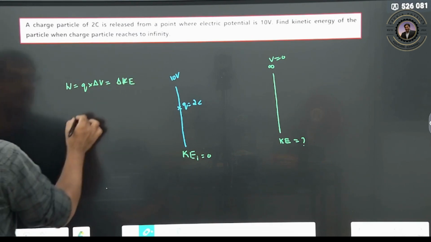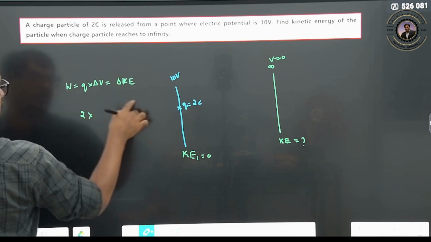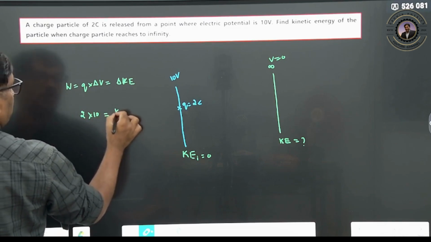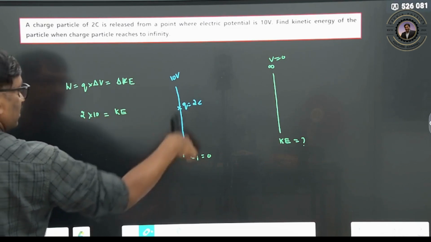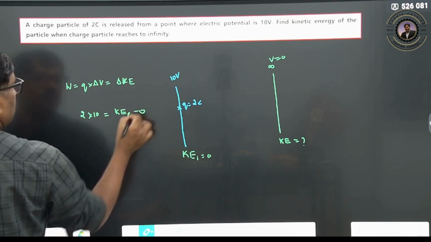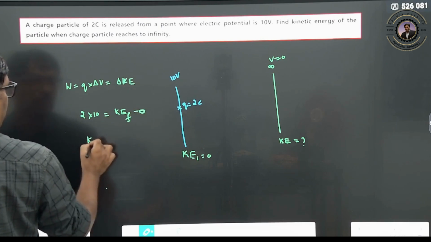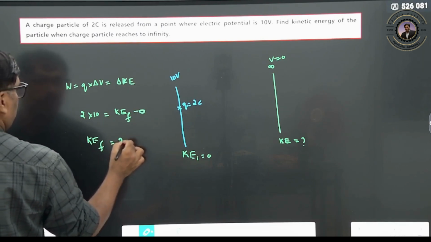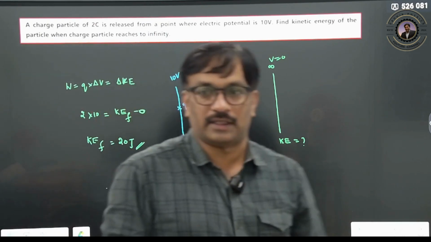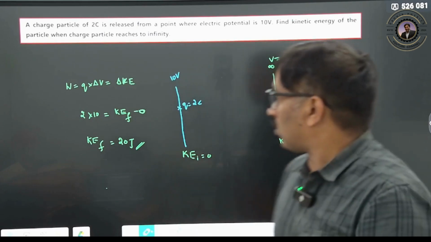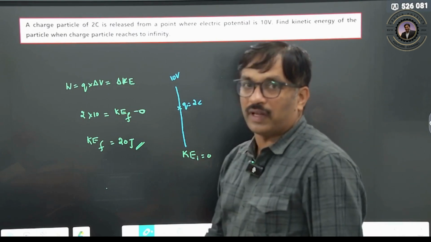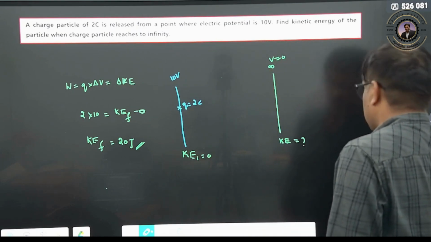The charge is 2 coulomb, and the potential difference is 10 minus 0, so it is 10. It will be equal to the final kinetic energy minus the initial kinetic energy, which was 0. So the final kinetic energy is 20 joules; the particle gains 20 joules of kinetic energy. Clear? So don't get confused, and you can solve such problems very easily. Now we'll go for the next question.